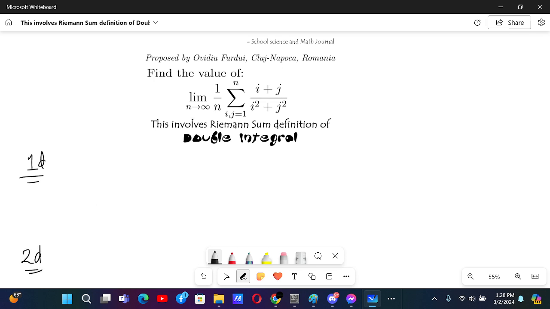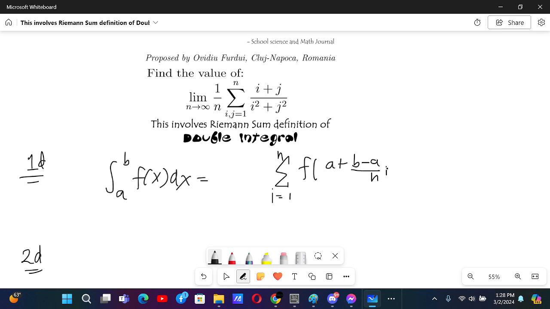Okay. So let's say in 1D, our integral from a to b of f of x dx is there. We know that this is actually an infinite sum, and its corresponding Riemann sum will be the sum going from i equals 1 to n of f of a plus (b minus a)/n times i, times (b minus a)/n, and this is equal to the integral when n goes to infinity.